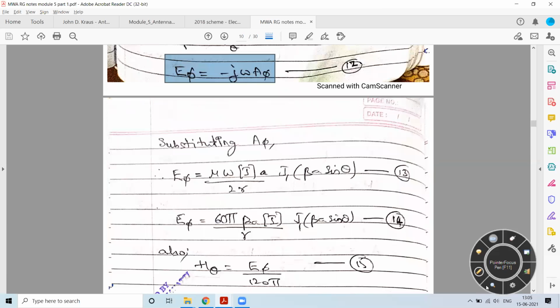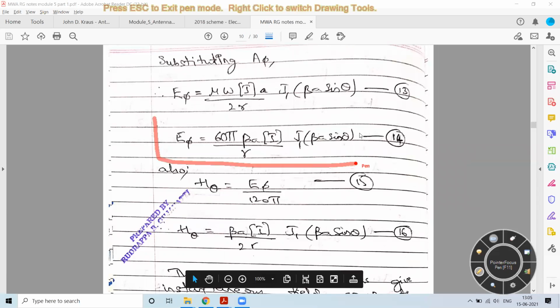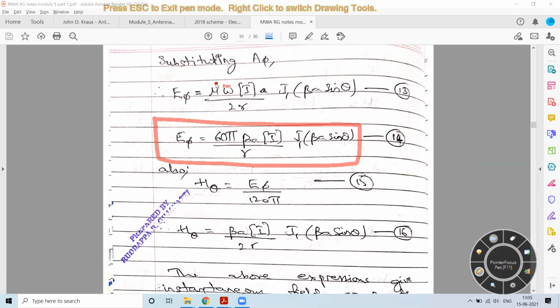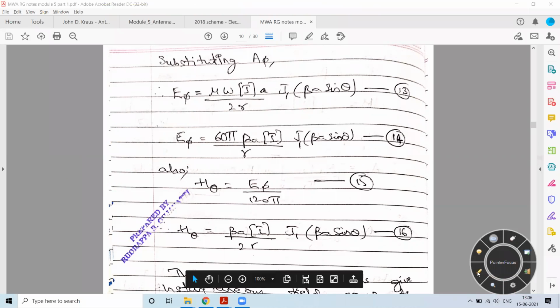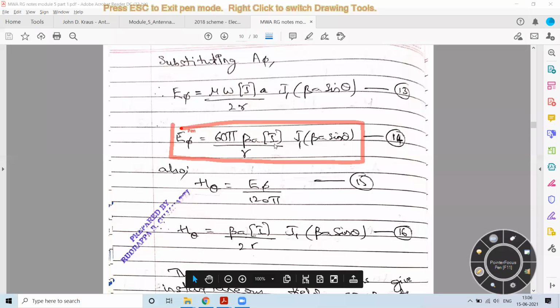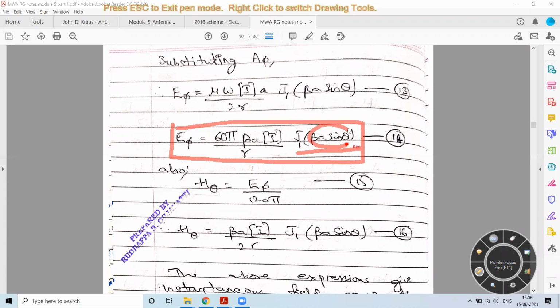When we substitute this, we obtain E phi. If we consider mu equal to mu naught, and replace omega with beta into c, because beta is equal to omega by c, where beta is 2 pi by lambda, then we can simplify the equation and obtain E phi given by 60 pi beta a into I, that is the retarded current, divided by r, into the first order Bessel function with the parameter beta a sine theta.